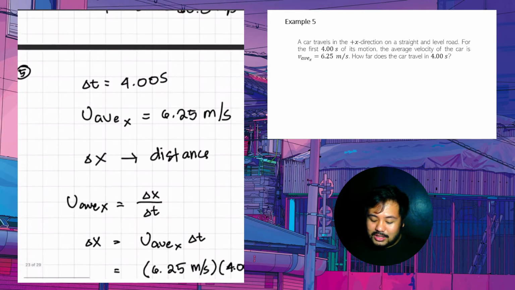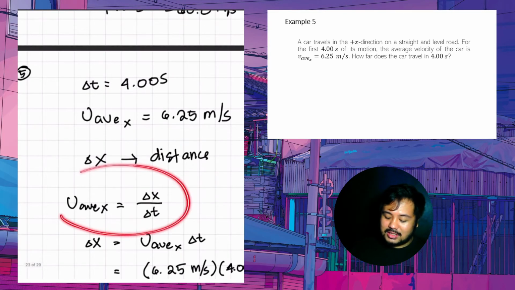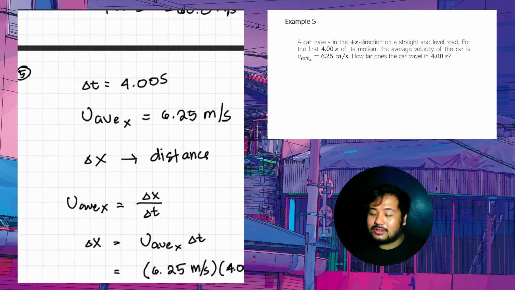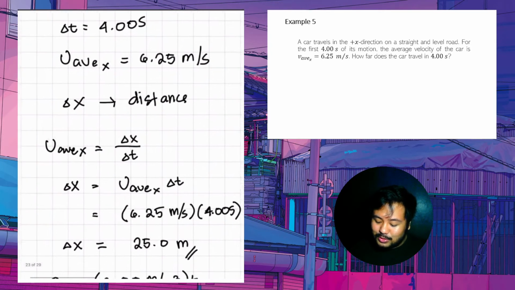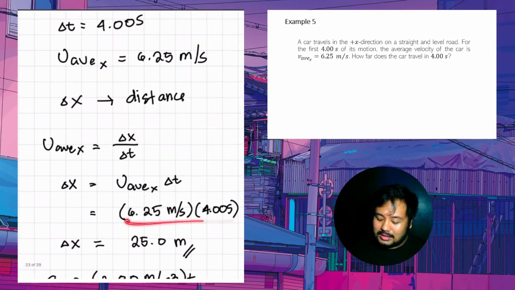We know that our average velocity is equal to the change in position over the change in time. So delta x is equal to the average velocity times delta t. We could easily substitute: 6.25 meters per second times 4 seconds. We now have delta x equal to positive 25 meters. So that's example number 5.